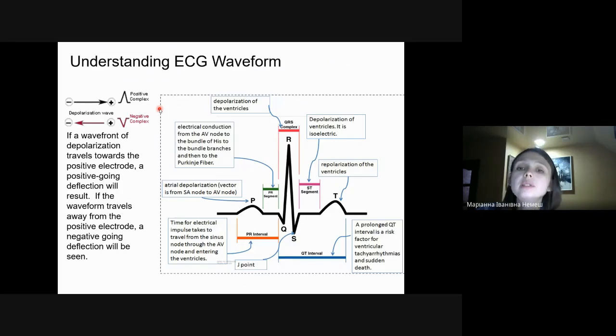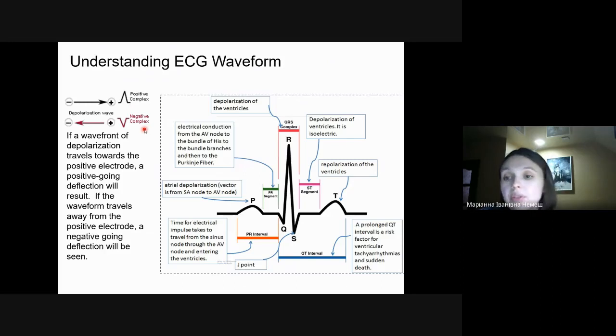Now let's stop on the understanding of the ECG wave. If a wavefront of depolarization travels towards the positive electrode, a positive going deflection will result. So it will be a positive complex. If the wavefront travels away from the positive electrode, a negative going deflection will be seen. So you could find here the negative complex.